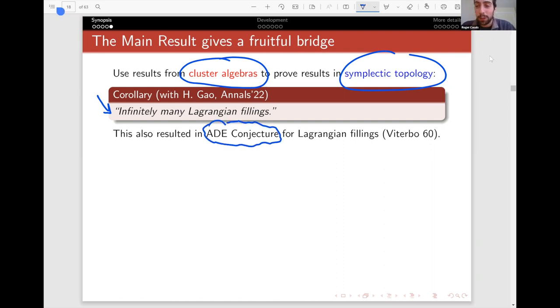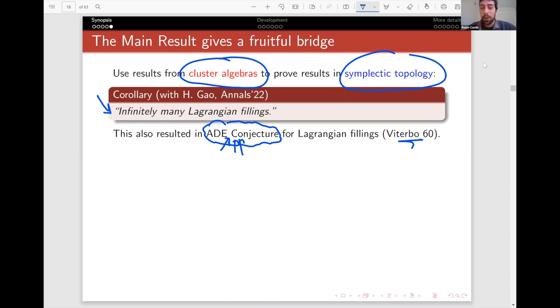Which was nice, but not only was it nice, the cluster structures themselves have an ADE classification, due to Andrei Zelevinsky and Sergey Fomin. And that made me brave enough to state an ADE conjecture. In the proceedings of the Viterbo 60 conference, there's a paper, I think it's called Lagrangian Skeleta and Plane Curve Singularities, where there's an ADE conjecture for the classification of Lagrangian fillings, which if you think about it, nothing like that exists in the smooth world.